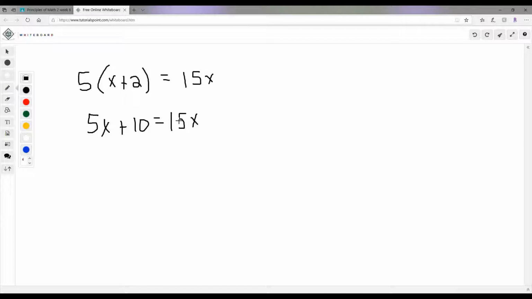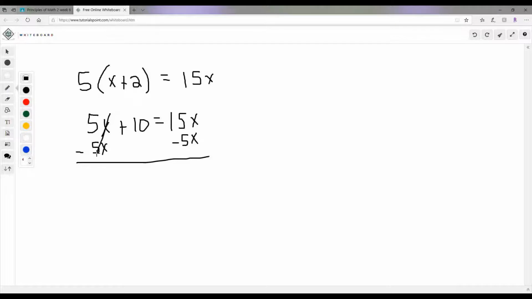Okay, now we need to combine like terms. We have an x over here and we have an x over here. Those are like terms. So that means we need to get this over here. Or you can get this over here, but if you do that, then you're not going to have anything over here. Now this is a positive 5x because it doesn't tell us it's a negative. So to get rid of a positive, you have to do a negative. So we're going to subtract 5x from both sides.